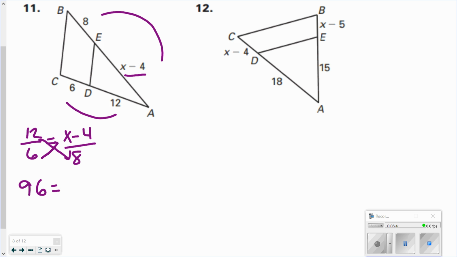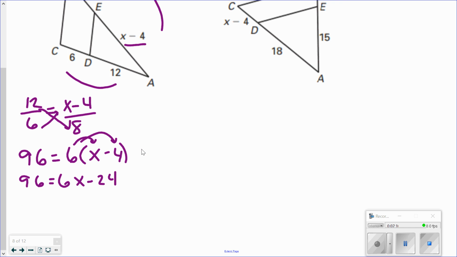And that is equal to, now we're multiplying 6 by that entire equation. So I'm going to write it as 6 times x minus 4, just so I don't forget to distribute the 6 inside the parenthesis. So when I do that, I'm going to get 96 is equal to 6x minus 24. Now I can solve for x by adding 24 to each side, and I get 120 is equal to 6x, meaning that 20 is equal to x.